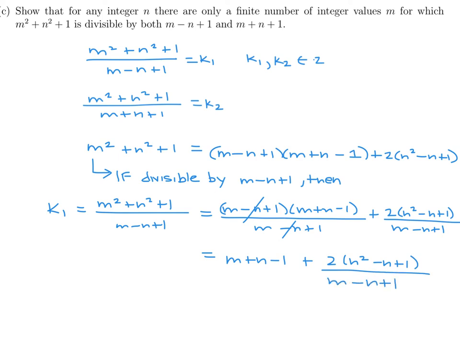And they're saying that that is equal to some integer. Well, m and n are integers, so that's always going to be an integer. So we have to now concentrate on this. As before, this has to be a divisor of that. Just as before, for any given value of n, we have to have m minus n plus 1 as a divisor of the numerator, which is n squared minus n plus 1.